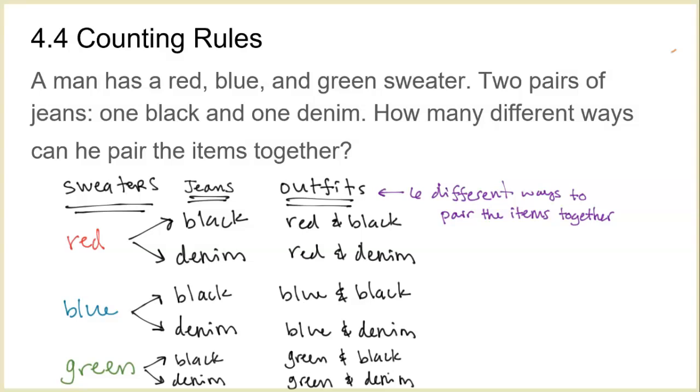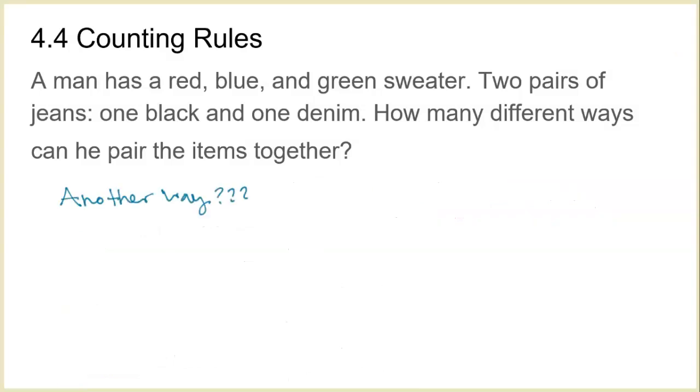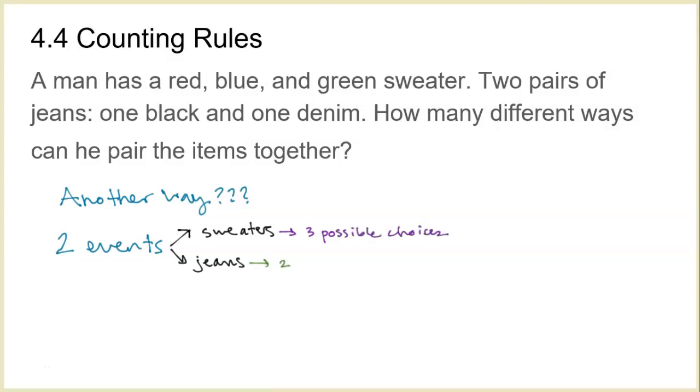So another method in figuring out how many different ways we can pair together items, we look at, well, there's 2 events here really, and those events are that he can have a sweater and then he can have a pair of jeans, right? Those are the 2 events that we're looking at. Now the sweater consists of 3 different options, right? We know that there is the red, the blue, and the green, and then the jeans consist of 2 different options, which is the black and the denim. So another way for us to get the 6 different outcomes is just multiply those values together, 2 times 3, and we get the 6.